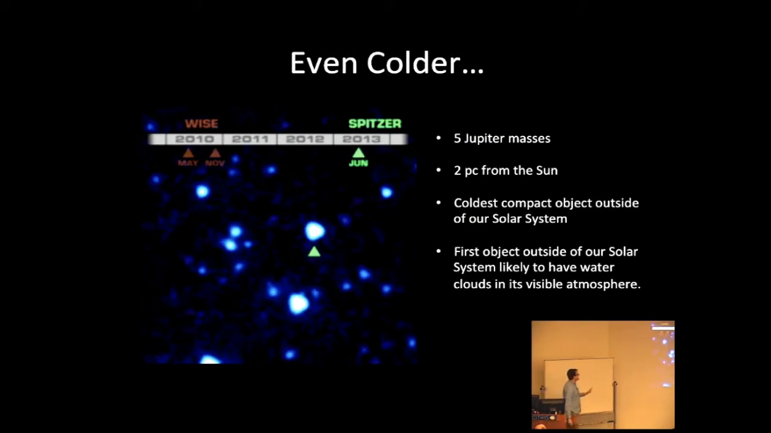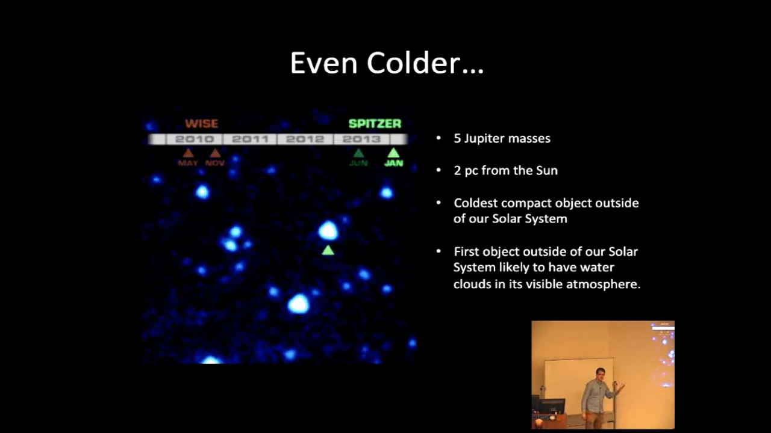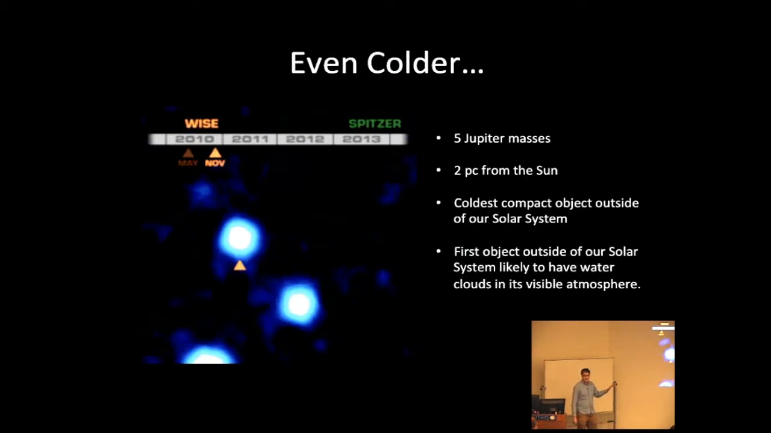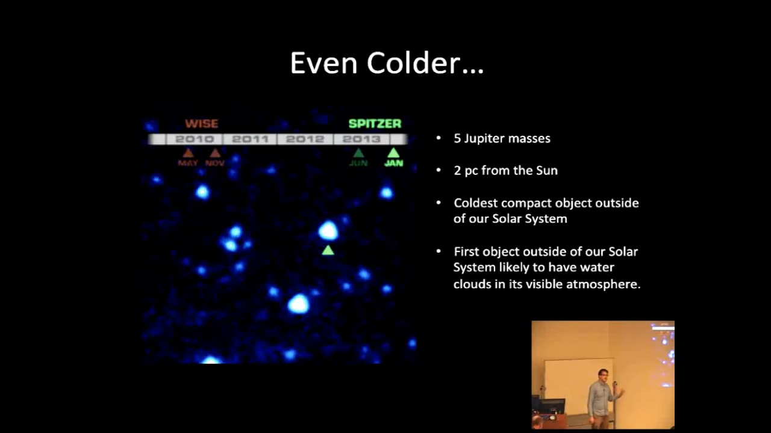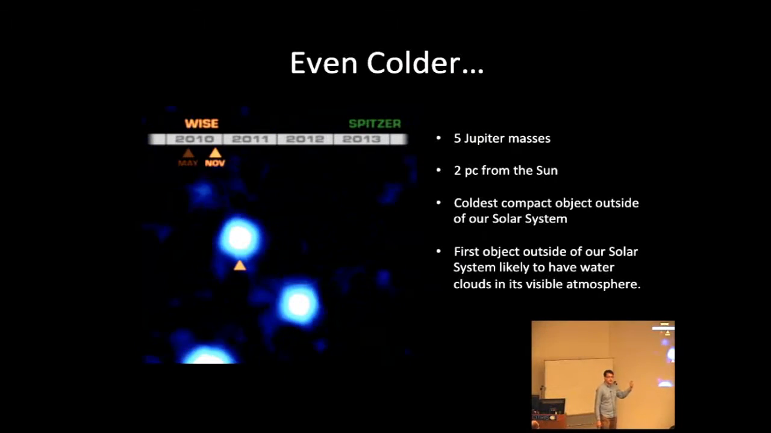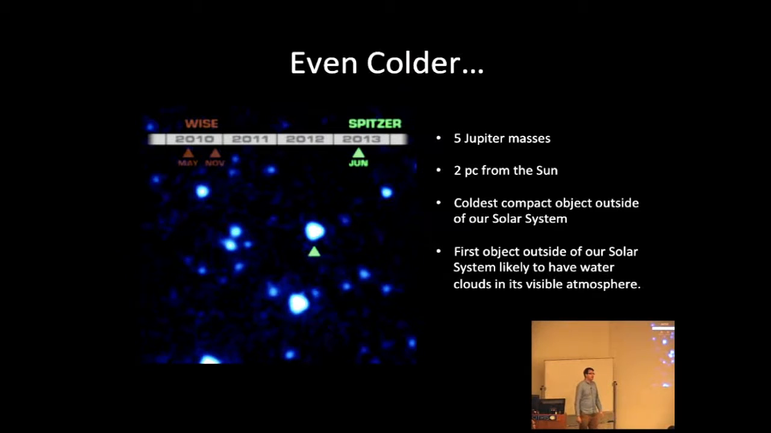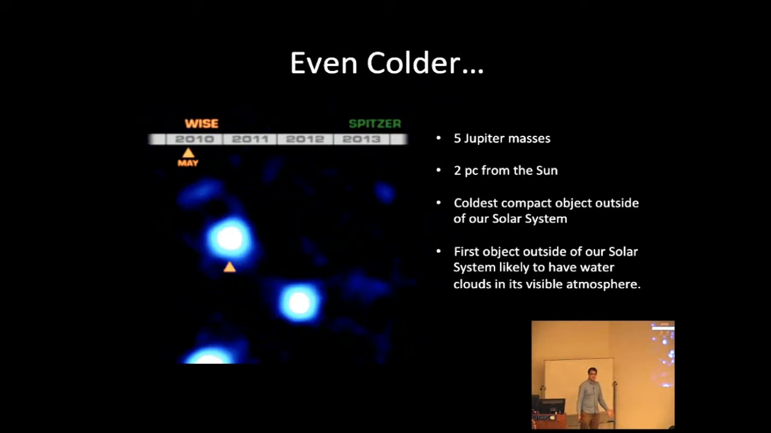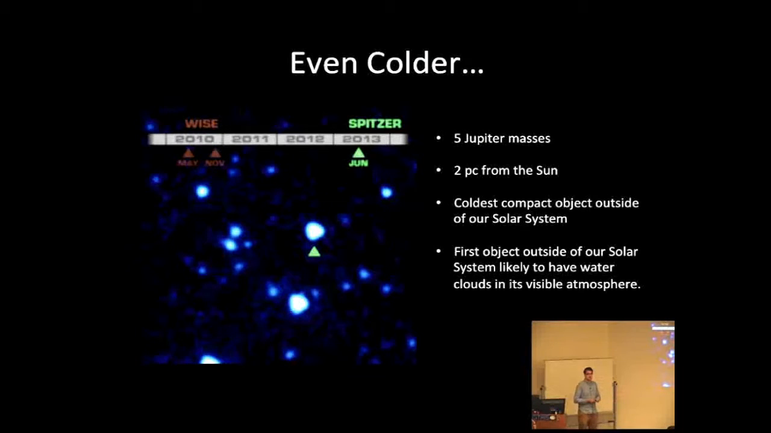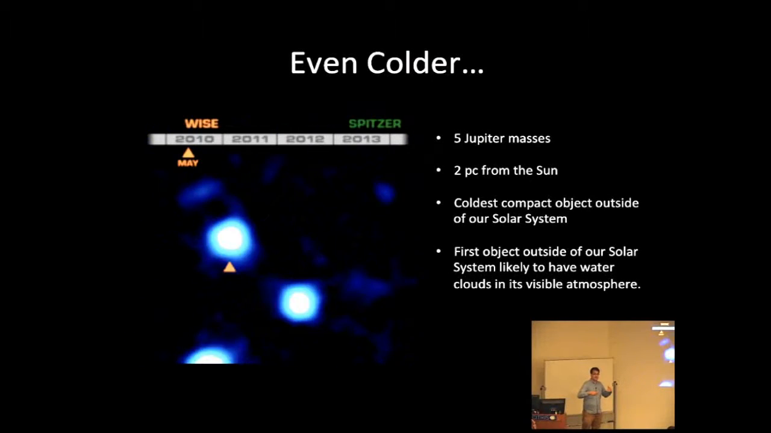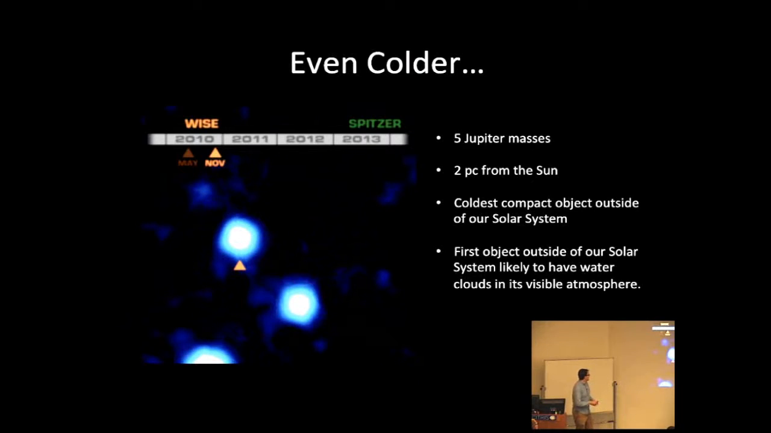Moving on to a slightly different topic, the coldest directly imaged planets are about 500 Kelvin. If you want to go colder than that, one way to do that right now is to look at isolated brown dwarfs, free-floating brown dwarfs. The coldest brown dwarf that we know of is 250 Kelvin. We can't study a real bona fide extrasolar planet at 250 Kelvin. If we want to understand exoplanet atmospheres at those temperatures, we can look at an isolated brown dwarf.